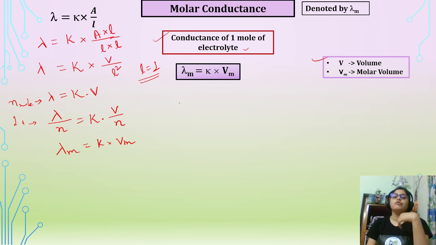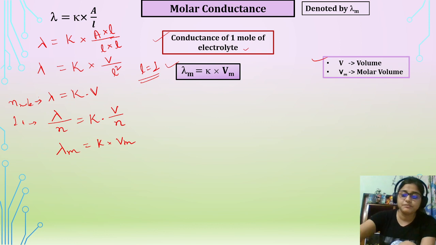And now we got the important equation for molar conductance, that is kappa into Vm. Please remember Vm is the molar volume. Vm is V by N. Fine. And now we have to convert it into another expression. So we know Vm.